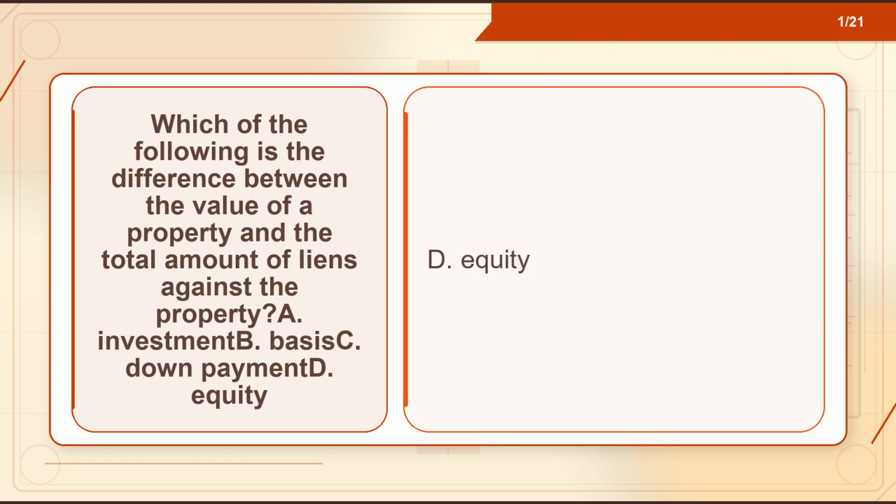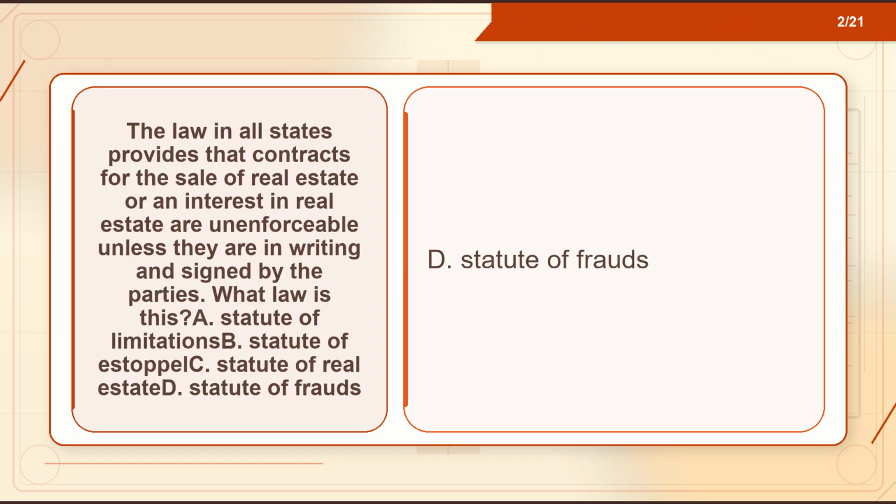Flashcard 1. Term. Which of the following is the difference between the value of a property and the total amount of liens against the property? A. Investment. B. Basis. C. Down payment. D. Equity. Definition. D. Equity.